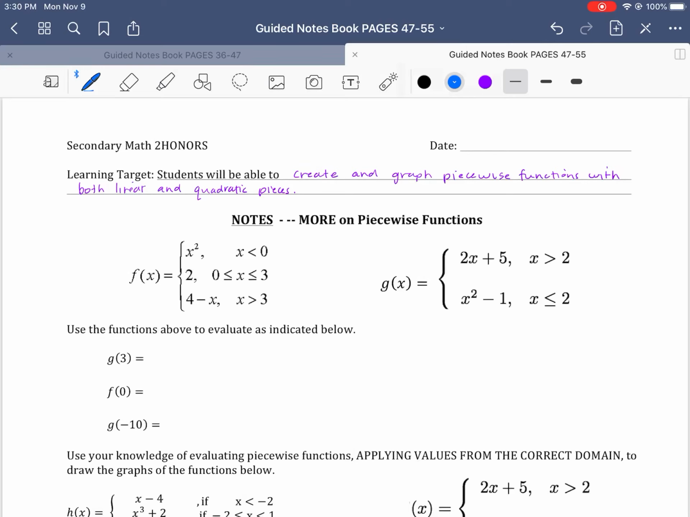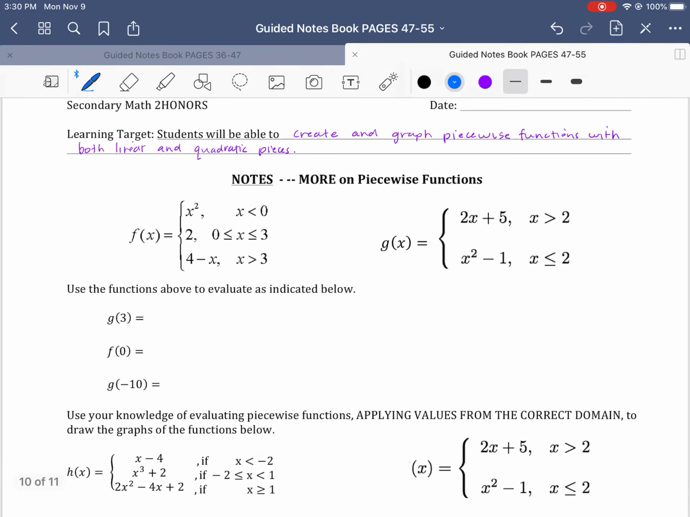All right, today we are revisiting piecewise functions. So we worked on piecewise functions with our linear functions at the beginning of the year with our absolute value. Now they're back, but today we want to be able to create and graph piecewise functions with both linear, as we've done in the past, and quadratic pieces, now that we've talked about how to build their equations and some of that behavior. So we're going to start with the same thing we started with linear.